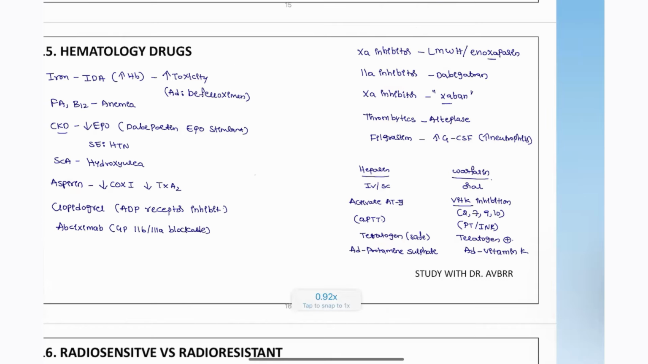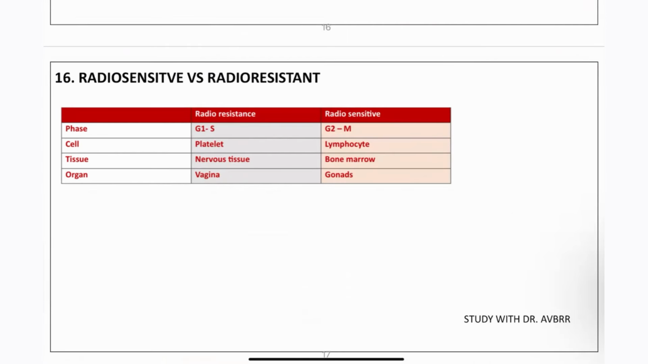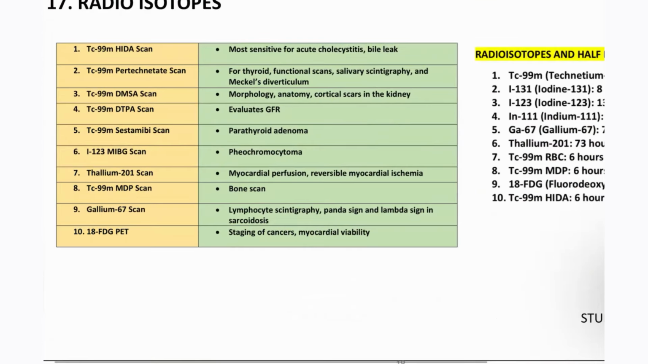Stop the drugs and give these particular antidotes. Okay, these are some of the examples of hematology drugs. Next, coming to the radiosensitive and radioresistant table. Here, first the cell cycle phase. G1 is considered the most resistant phase. The platelet is a completely resistant cell to radiation, along with nervous tissue and vagina organ. Coming to sensitivity, G2 is the most sensitive. Lymphocytes, bone marrow and the gonads are the radiosensitive organs.